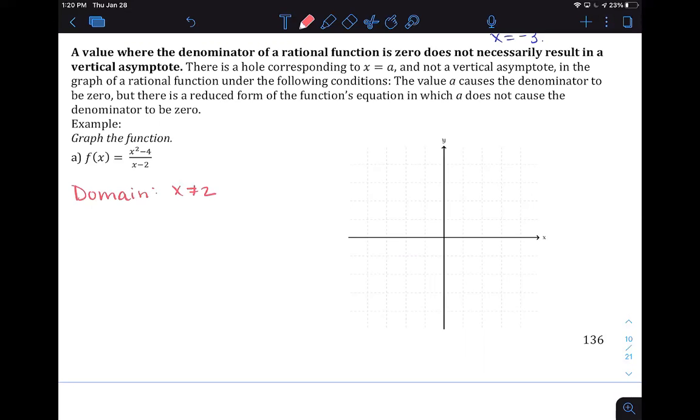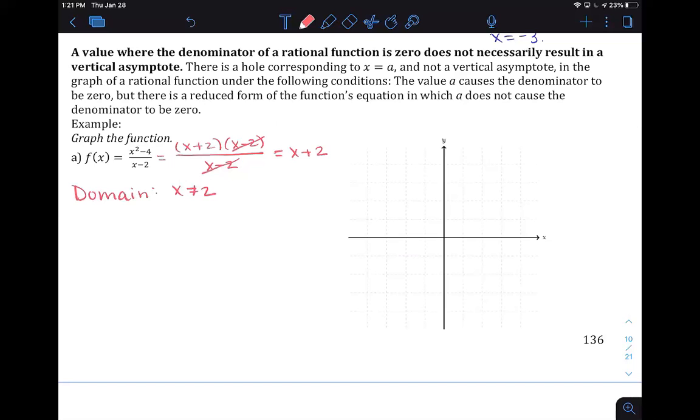Normally that means there would be a vertical asymptote there, but we always want to check to see if we can reduce our fraction. So looking at our original function, x squared minus 4 divided by x minus 2, how can we factor x squared minus 4? x plus 2 times x minus 2, and that's over x minus 2. Well, what can simplify? The x minus 2's cancel, and we're just left with x plus 2.